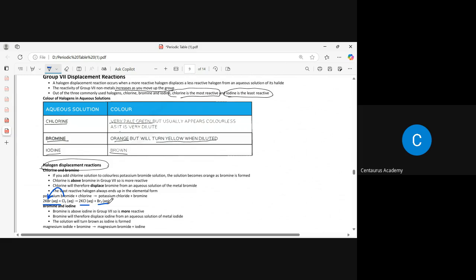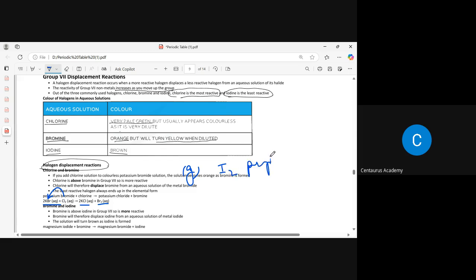Bromine in its liquid state is orange brown. You can also say it is a brownish liquid. But after it gets more and more diluted, it turns yellow. Iodine as a solid, at room temperature and pressure, is a gray black solid. In its aqueous solution, it is brown, and iodine in its gaseous state is purple. In the gaseous state, iodine is purplish vapors. Okay.